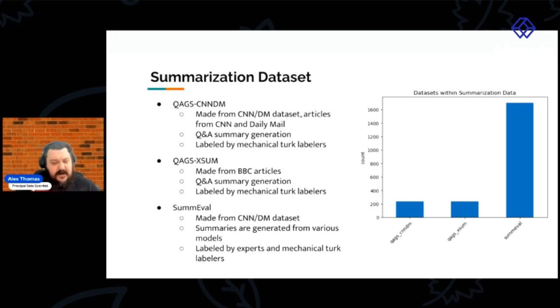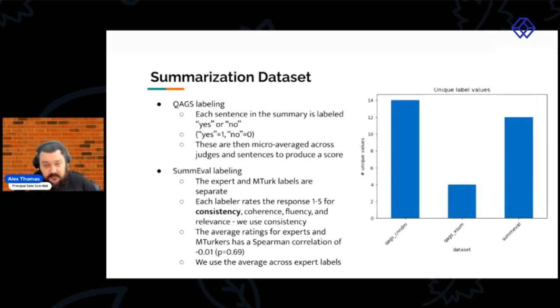We have one example per article, and then we have the grades done by the Mechanical Turk labelers. Then we have the SumML data set, which is itself also generated from the CNN Daily Mail data set. But the summaries are generated in various different ways, and the labels are done by both experts and Mechanical Turks.